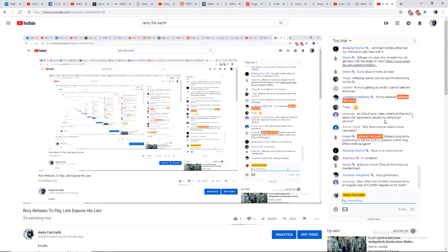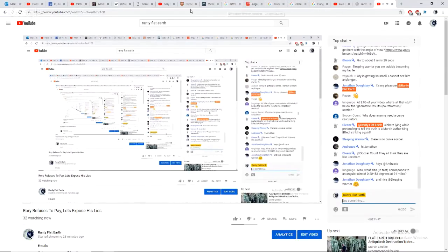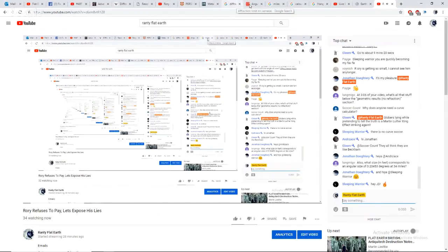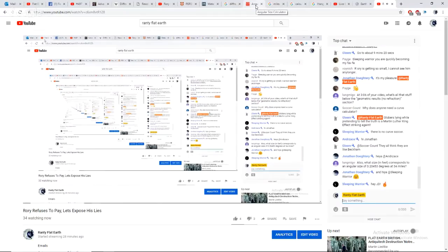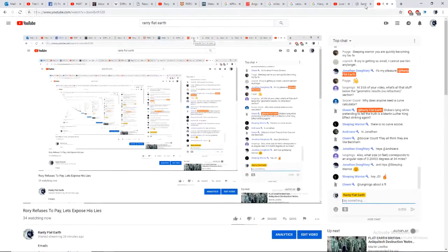Let's see. Lungmigo. Also, what size in feet corresponds to an angular size of 0.204 degrees at 34 miles? Well, let's have a look, shall we? Let's see if I can find where I've got my calculator. Oh, here we go. Angular size. So what we're looking at, 0.204. At what distance did he say? 29 miles? Oh, at 34 miles. Okay.